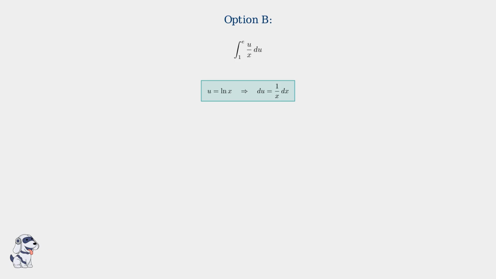Using the same substitution, u equals ln x, du equals 1 over x dx. The original integral becomes the integral from 1 to e of u times 1 over x dx. When x is 1, u is 0. When x is e, u is 1. This gives us the integral from 0 to 1 of u du. But option B has limits from 1 to e and du instead of dx. Option B is not equivalent.